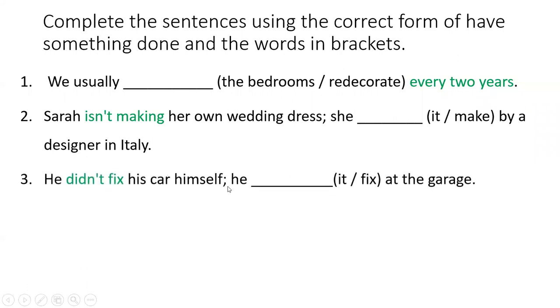I hope you got this right. He didn't fix his car himself. It fixed at the garage. So he didn't fix is in the simple past. I need to use the simple past here. And what I do is apply the simple past to verb have. So he had it fixed. This is the answer to this sentence. He had it fixed at the garage.